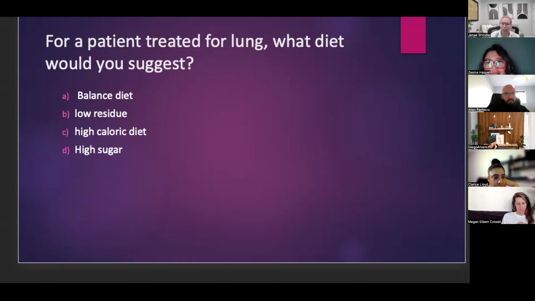I want them to eat and drink. I don't want them to not eat, because I need them to have protein. I need them to have a nice balanced diet to get to the treatment, just to heal normally. But there's no dietary restriction for lung tumors.